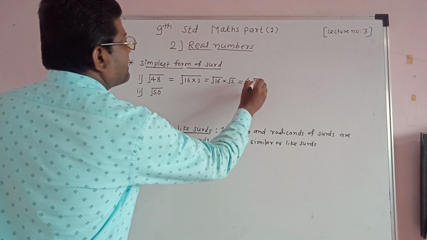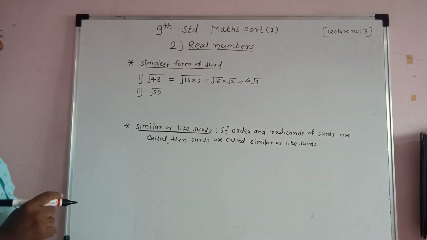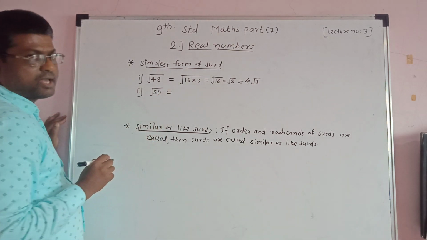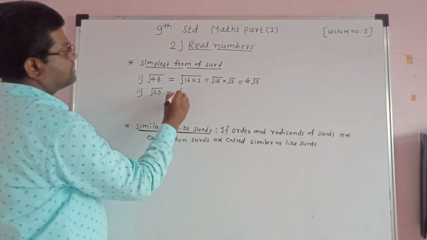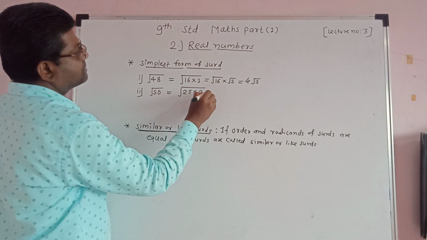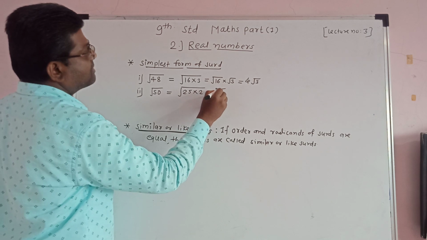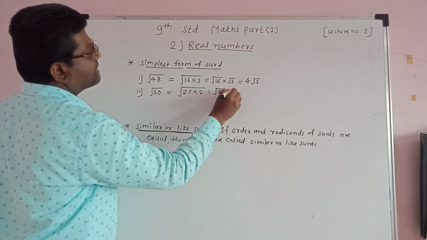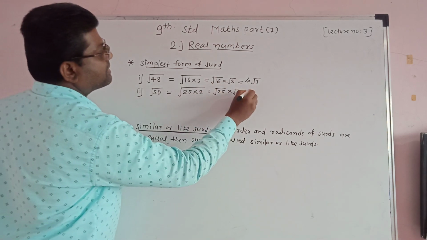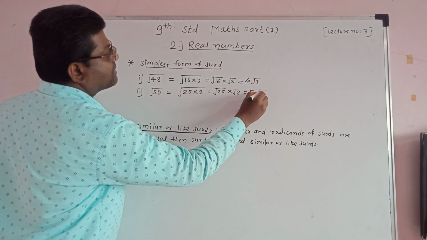So we can write 4 root 3 there. Now consider square root of 50. This 50 can be written as 25 into 2, which is equal to square root of 25 into square root of 2. Square root of 25 is 5, so we get 5 root 2.